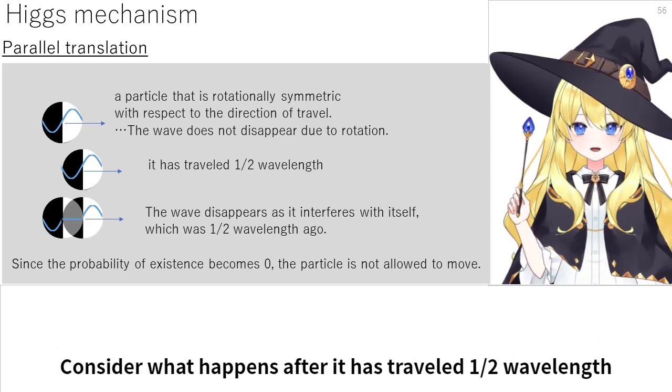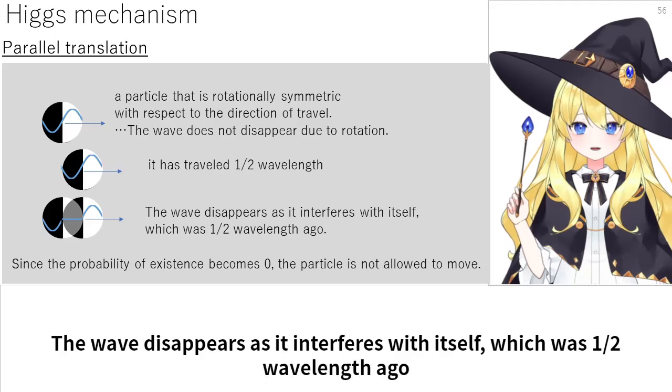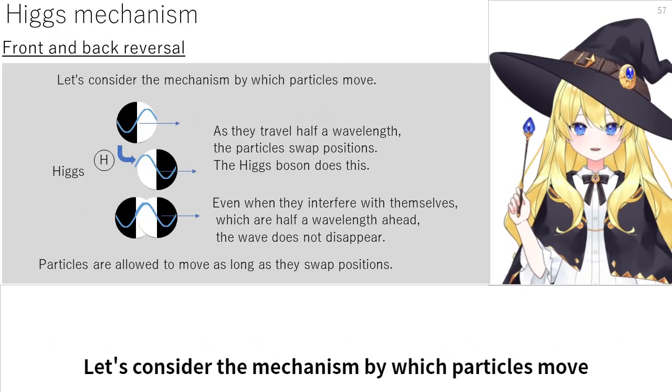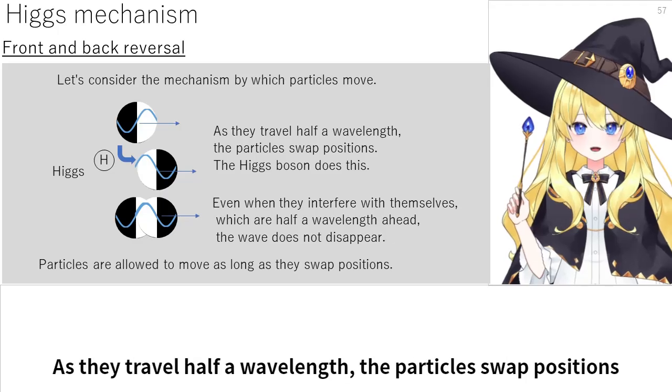Consider what happens after it has traveled 1/2 wavelength. The wave disappears as it interferes with itself, which was 1/2 wavelength ago. Since the probability of existence becomes 0, the particle is not allowed to move. Let's consider the mechanism by which particles move. As they travel half a wavelength, the particles swap positions.